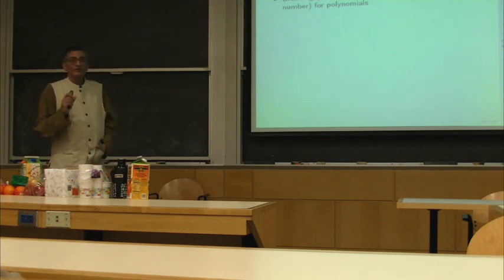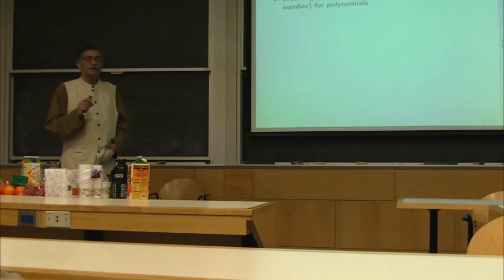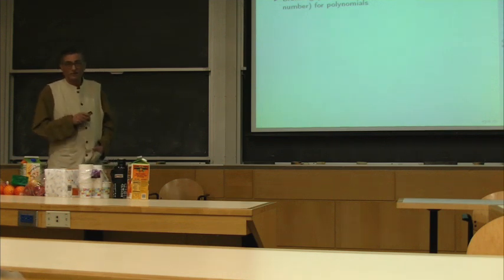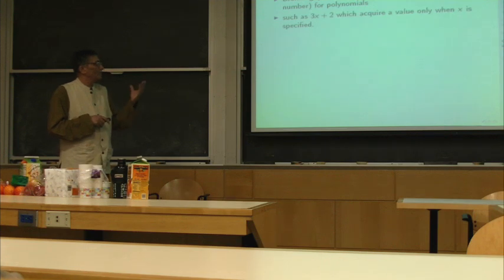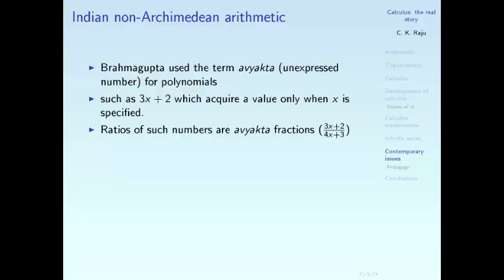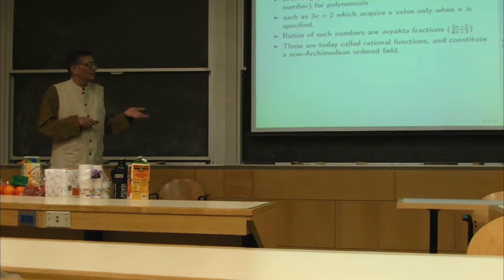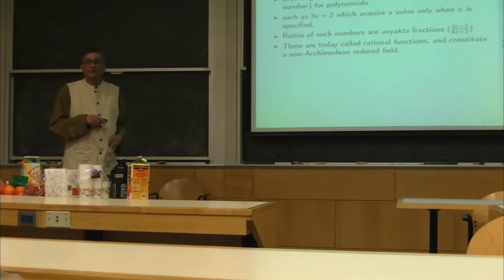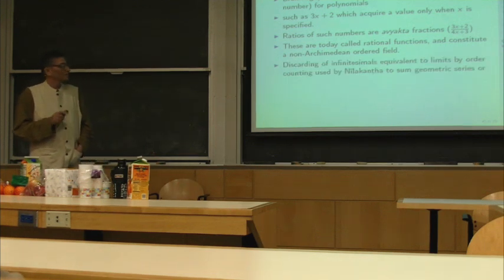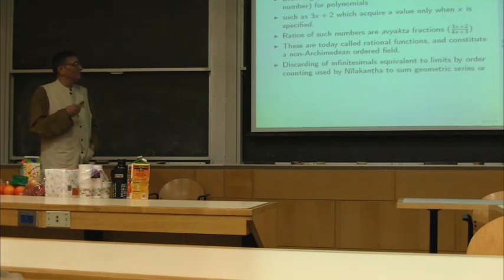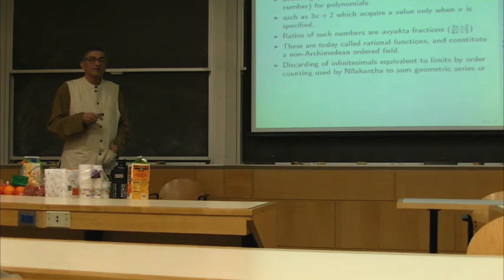So this was what was used in Indian arithmetic. It started with Brahmagupta, who used the term avyakt numbers for polynomials. And once you have an avyakt number like 3x plus 2, which acquires a value only when you give a value to x, you also get ratios of them, so you get avyakt fractions. Those avyakt fractions are what are called today rational functions, and very formally they constitute a non-Archimedean ordered field. And therefore you have to discard infinitesimals in order to get limits in this field. You could perfectly well work with this number system.